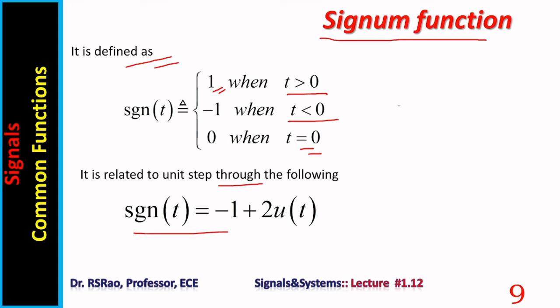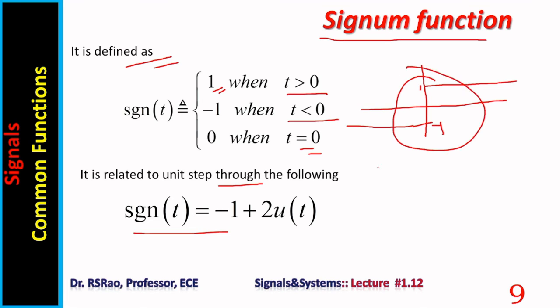How does signum function look? On the positive time side, its amplitude is 1. On the negative time side, its amplitude is minus 1. Just by mere observation with the naked eye, one can find a lot of similarity between signum function and step function. That relation is described here as signum t equals minus 1 plus 2 u of t.